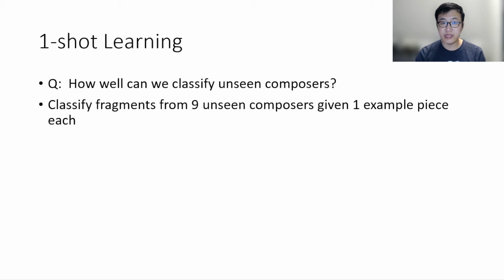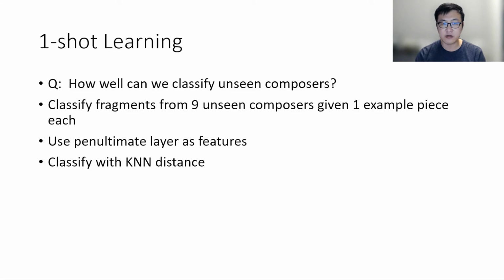These queries were again taken from the Maestro dataset, but using 9 composers that were not seen in the labeled dataset. Our approach is to use the penultimate layer activations of the trained classification models as a feature representation, and then classify test queries using the k nearest neighbors distance.